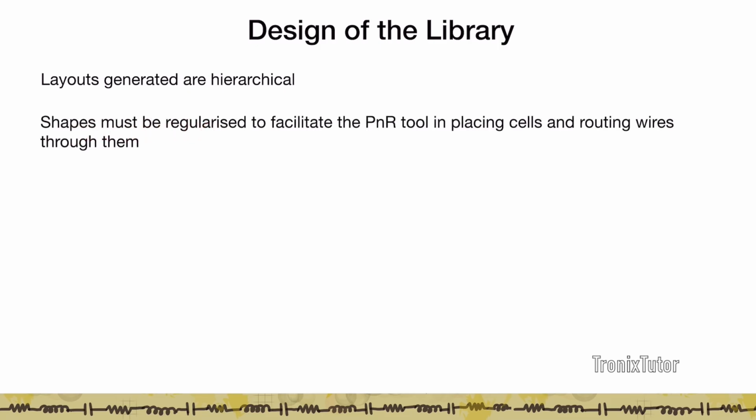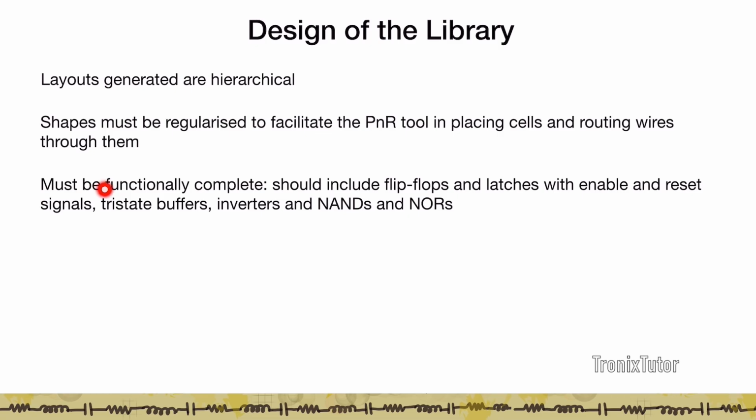The shapes must be regularized so as to facilitate the automatic place and route tool in placing and routing wires, right? And so you don't want to draw any asymmetric or uneven shapes which may make putting them together difficult. So think of this as a jigsaw puzzle and you're trying to put these various pieces together. So if they are standardized, then the algorithm that is required to put these things together tends to be simpler.